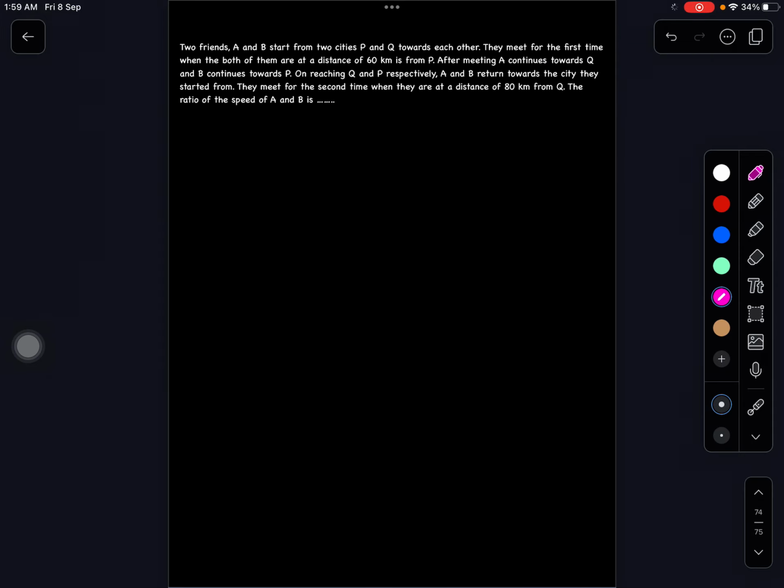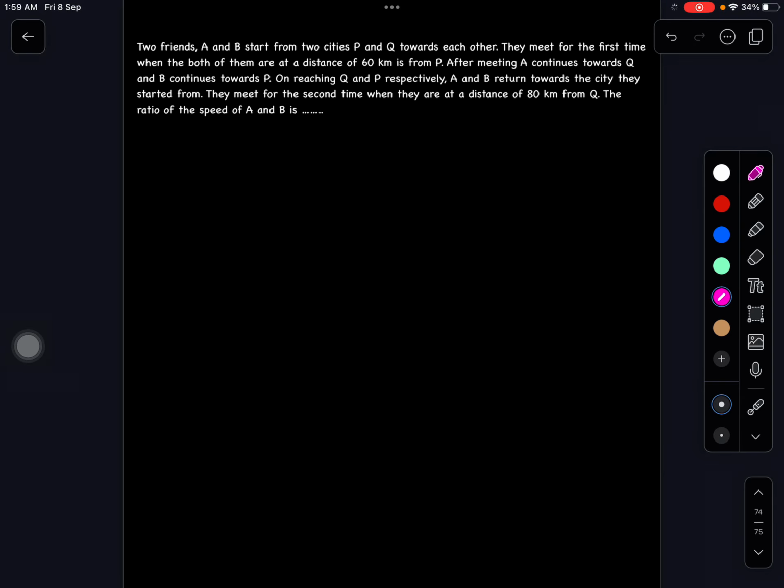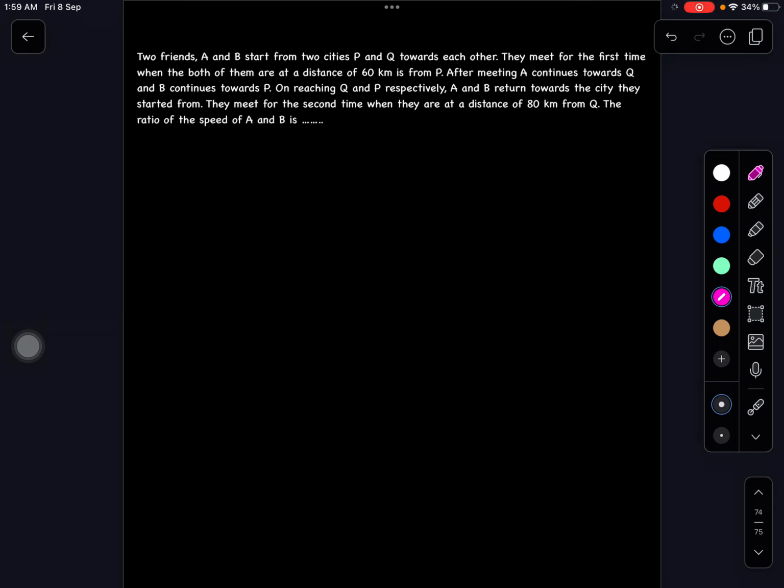Let's solve one more question. Two friends A and B start from two cities P and Q towards each other. They are moving towards each other. They meet for the first time and both of them are at a distance of 60 kilometers from P.